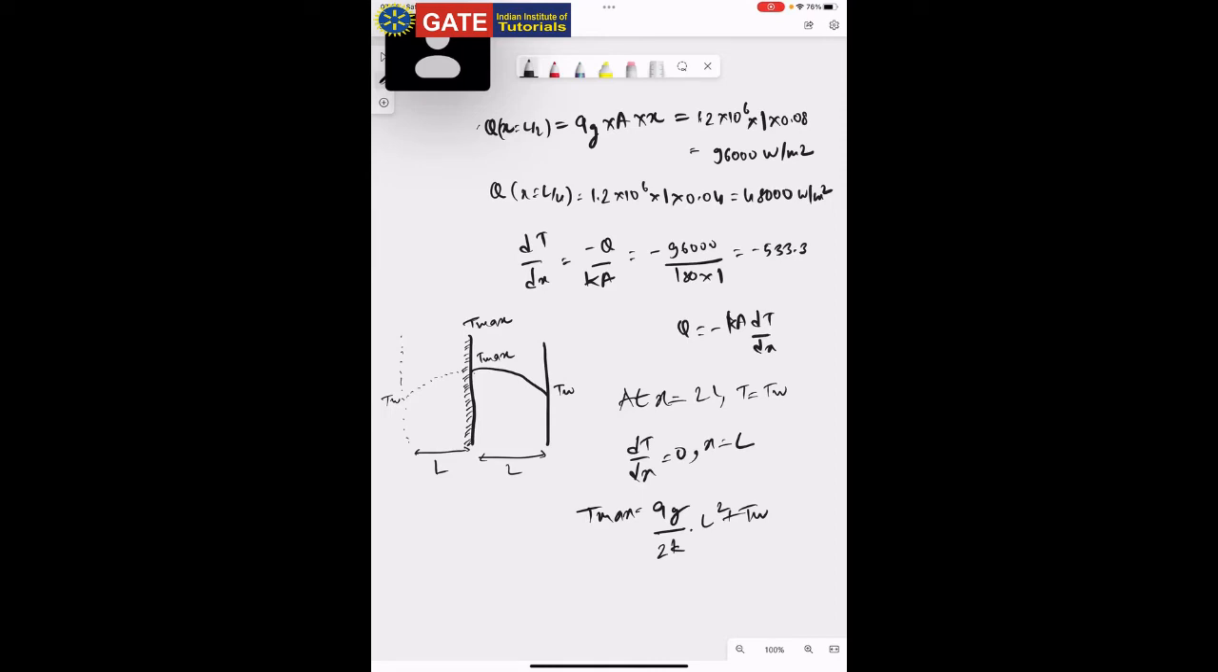So in case you have to find the temperature distribution in a plane wall where you have one insulated surface and another in contact with the ambient temperature, you can find it in this way. Okay. So after this, there is another case.